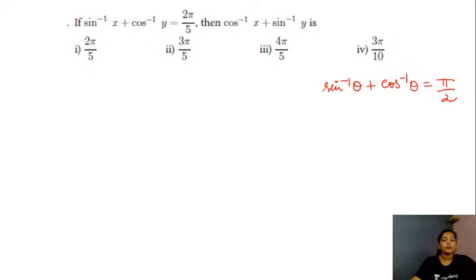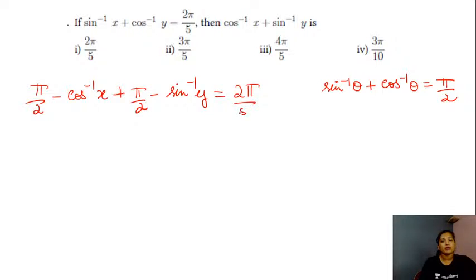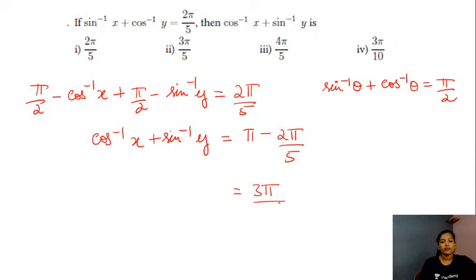Yes students, can you all simplify from now? Substitute for your sin inverse of x and your cos inverse of y using this identity, right? So sin inverse of x, this will be equal to pi by 2 minus your cos inverse of x, plus your cos inverse of y, this will be equal to pi by 2 minus your sin inverse of y here in this case. And what is this equal to? This is equal to 2 pi by 5. So rearranging this given equation, you will have your cos inverse of x plus your sin inverse of y. This is equal to pi minus 2 pi by 5 here in this case. And on simplifying, pi minus 2 pi by 5, what is the value? This will be 3 pi by 5. Yes? So the right answer is your option B.